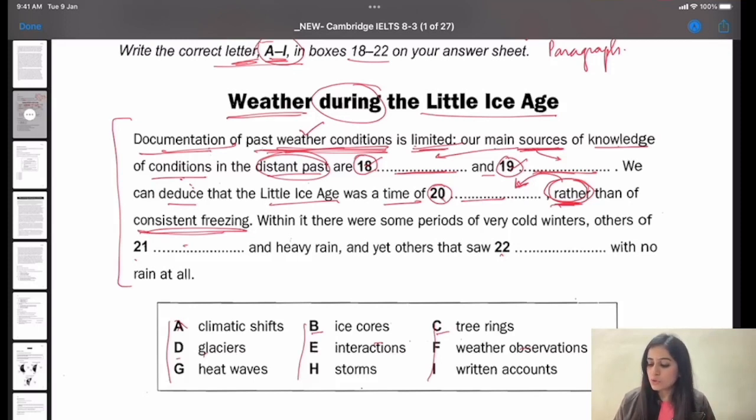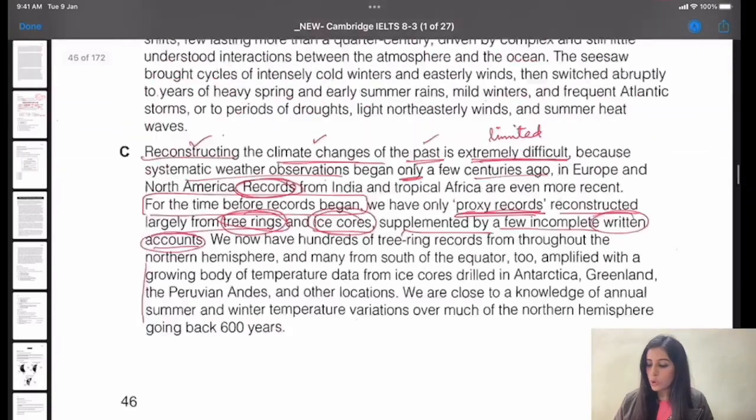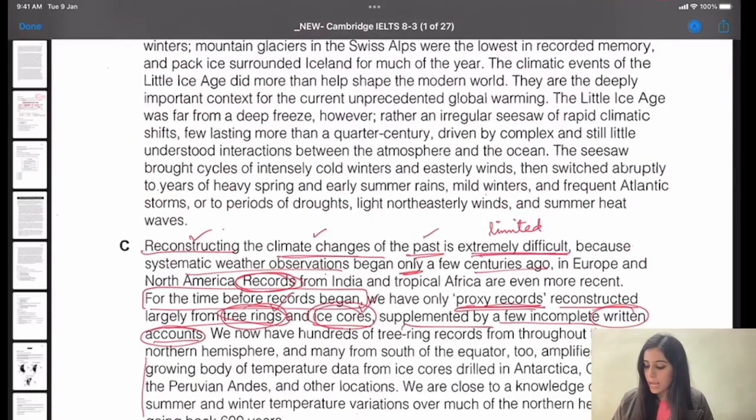So our main sources of knowledge of conditions in the distant past are weather observations. It's not making sense. So heat waves, again, it's not mentioned in the passage. Storms cannot be the answer. Written accounts, yes, it's there, but we have to look for the two main sources. Written accounts were just supplementing the knowledge given by the other two sources, which were tree rings and ice cores.